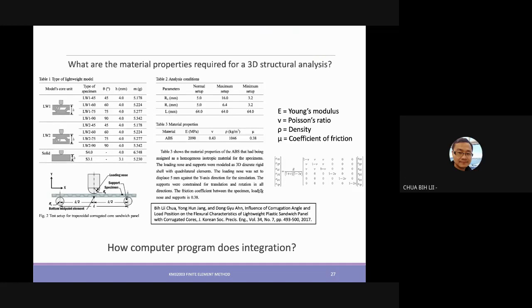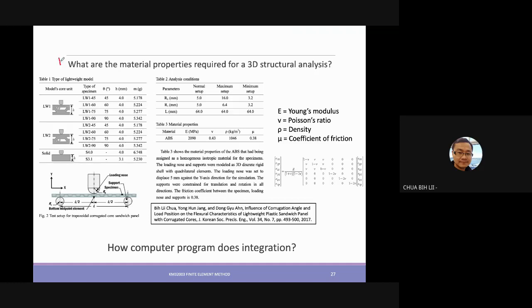So that is the idea of the isoparametric formulations. Okay, so if you have questions, feel free to ask. Okay, and we'll discuss these two questions.